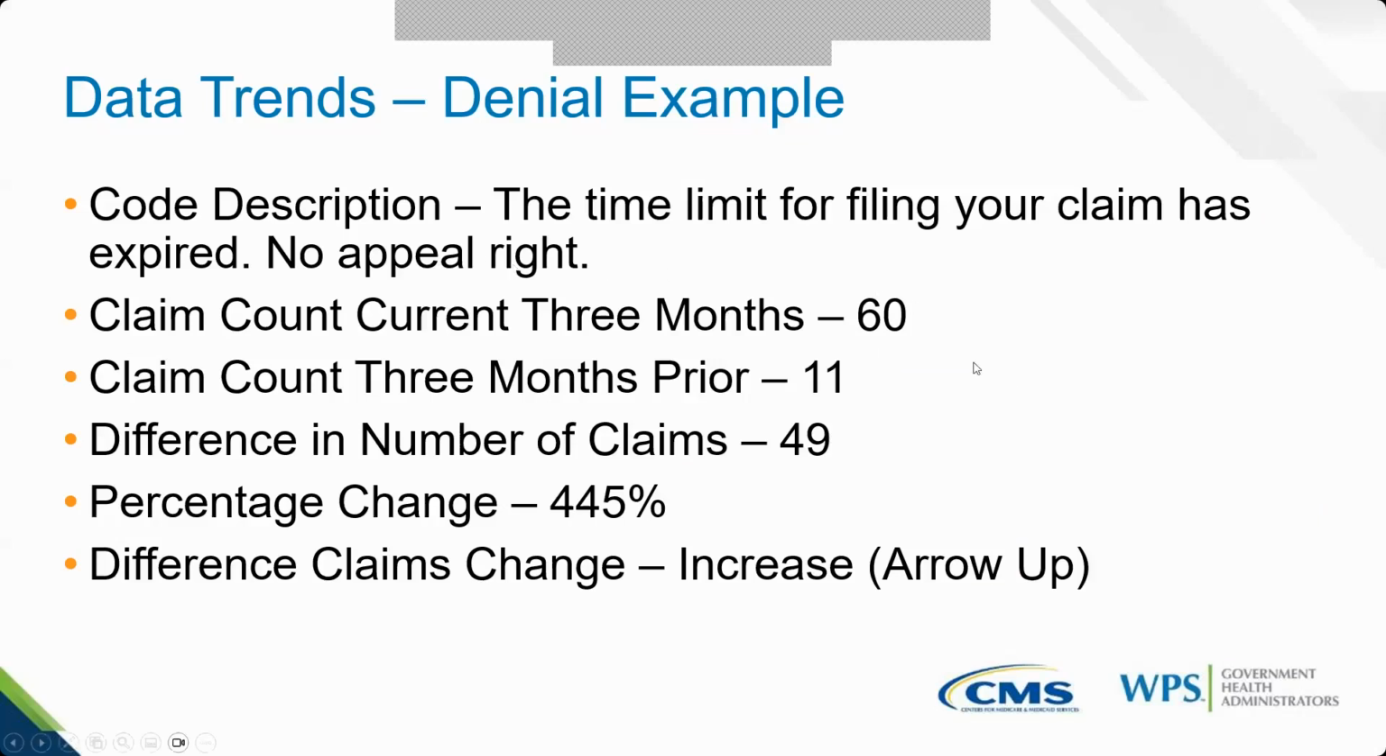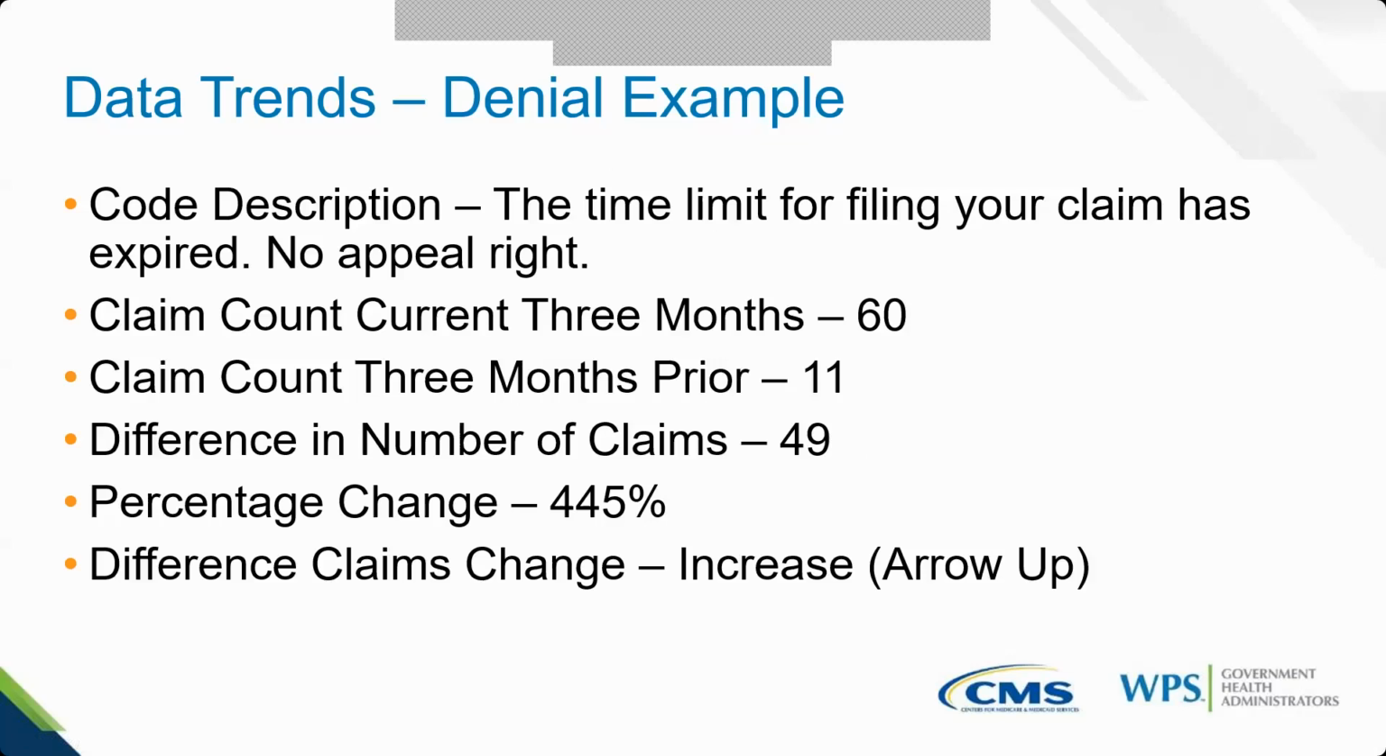But in that 3-month period, the data trending shows that the current 3-month claim count for this denial, time limit for filing has expired, no appeal right, was 60. This particular report will show the 3 months prior was 11. That's a difference of 49 claims. So you can see the difference between the current 3 months and prior 3 months is a 445% increase in claims.